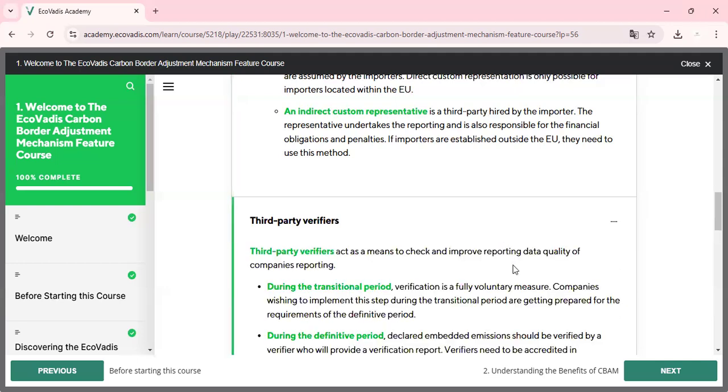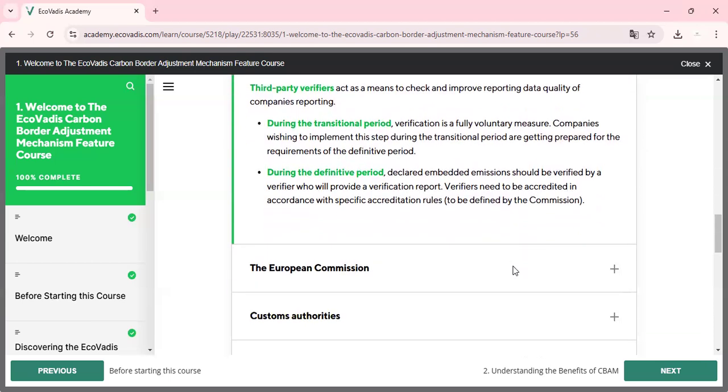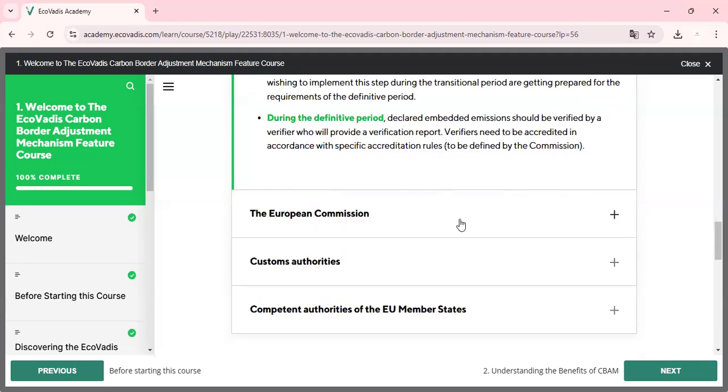Third-party verifiers. Third-party verifiers act as a means to check and improve reporting data quality of companies' reporting. During the transitional period, verification is a fully voluntary measure. Companies wishing to implement this step during the transitional period are getting prepared for the requirements of the definitive period. During the definitive period, declared embedded emissions should be verified by a verifier who will provide a verification report. Verifiers need to be accredited in accordance with specific accreditation rules to be defined by the Commission.